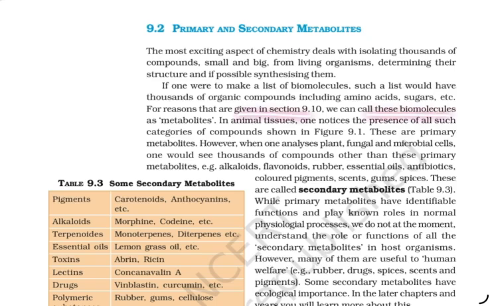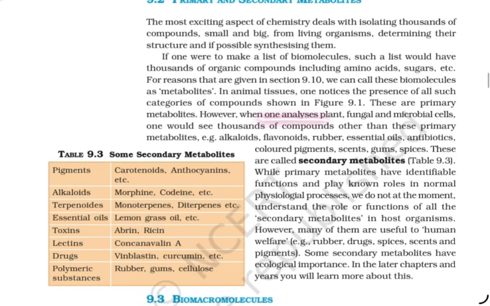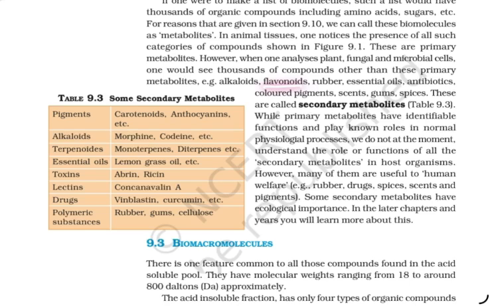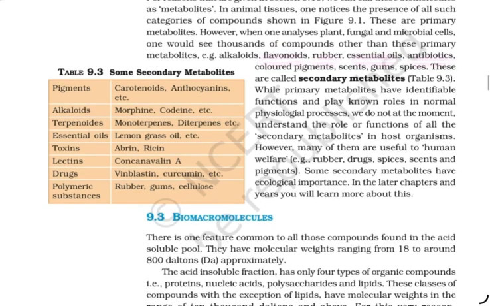We can also call the biomolecules metabolites. In animal tissues, one notices the presence of all such categories of compounds. These are the primary metabolites. However, when we analyse plant, fungal and microbial cells, we find thousands of compounds other than these primary metabolites: alkaloids, flavonoids, rubber, essential oils, antibiotics, coloured pigments, scents, gums, spices. These are the secondary metabolites.